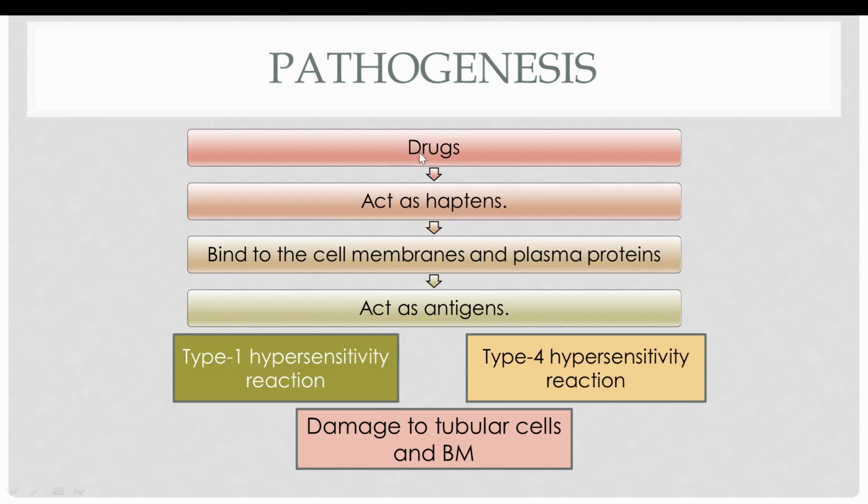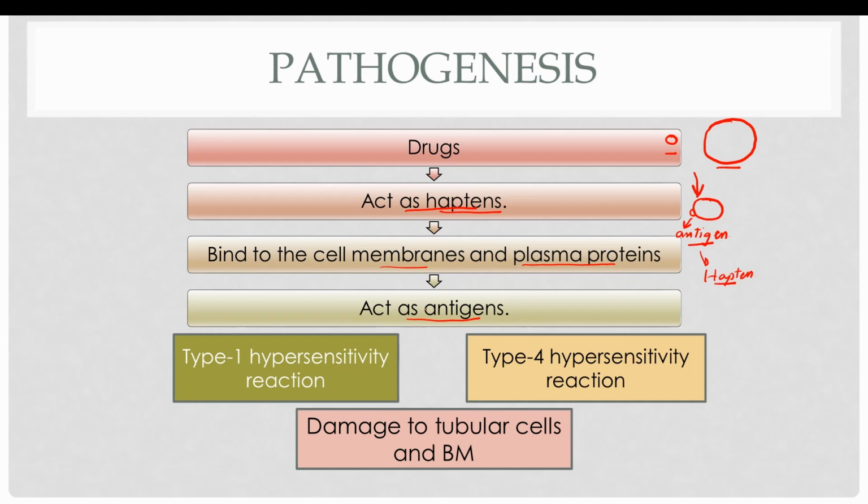So coming on towards the pathogenesis, once the drug is taken, it acts as a hapten and it binds to the cell membranes and certain plasma proteins and starts acting as the antigens. So what are the haptens? Let's say this is a small molecule and this is a protein. None of these two entities act as an antigen on their own, but when these two combine together and the small molecule binds to a specific protein, it starts to act as an antigen. So this molecule is known as a hapten.